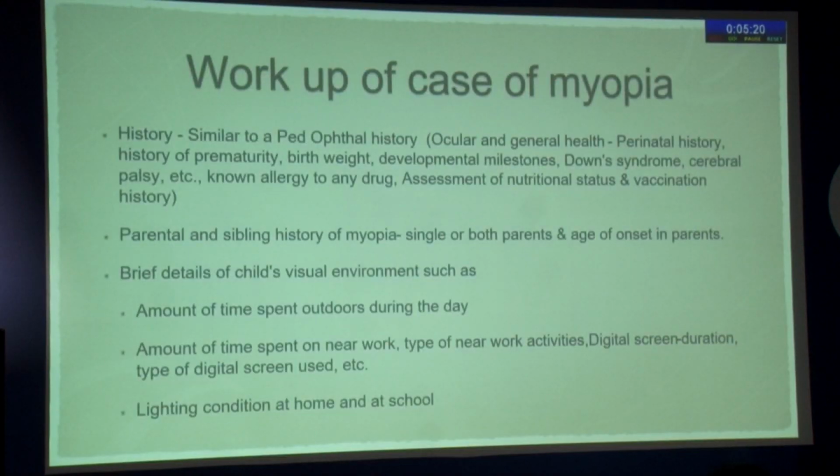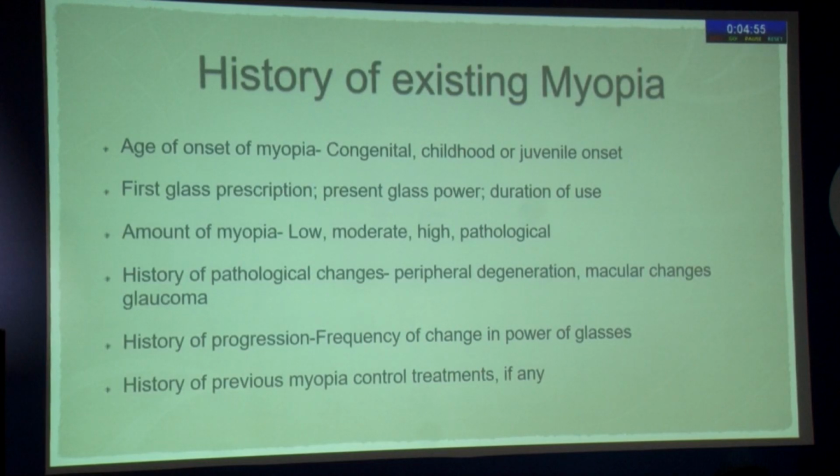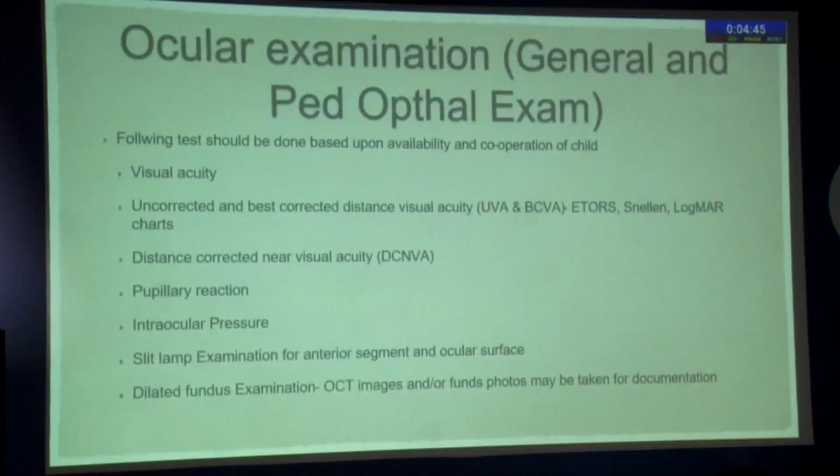So workup of a case of myopia is similar to what we do for a pediatric examination, but specific things to be taken care of are the parental and sibling history of myopia, the child's visual environment in terms of the amount of outdoor activities, the time spent indoors and in front of digital screens, and the lighting conditions at home and school. The history taking is again similar to pediatric ophthalmology, but specific to myopia are the age of onset, first glasses prescription, amount of myopia, history of pathological changes in the retina, history of progression, and whether the patient has taken any treatment for control of myopia before coming to us.